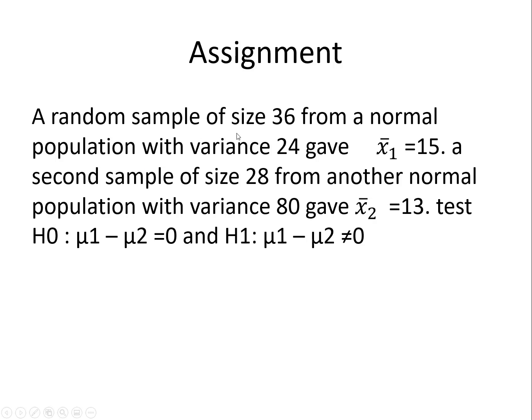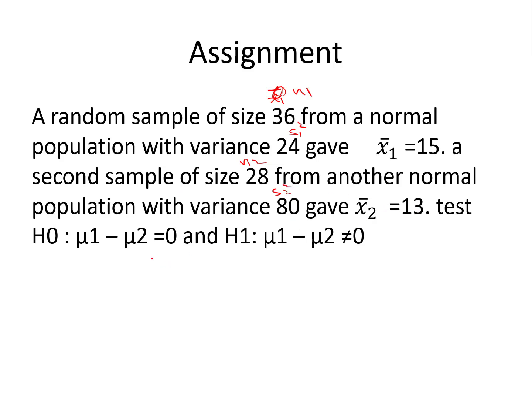This is the assignment: a random sample of size 36 from a normal population with variance. So this is basically the sample data. This is basically the sample x1, so you can write this x1 bar. This is the variance, so this is the S1 square. Normally we denote standard deviation square as the variance. This is the random sample size n1 from a normal population with variance. This x1 is the mean. A second sample of size n2 from another normal population with second variance.